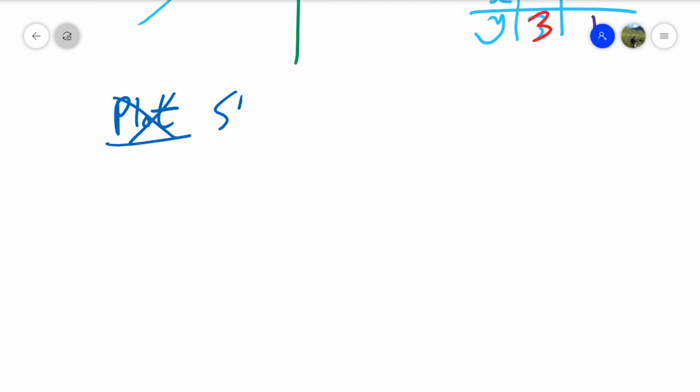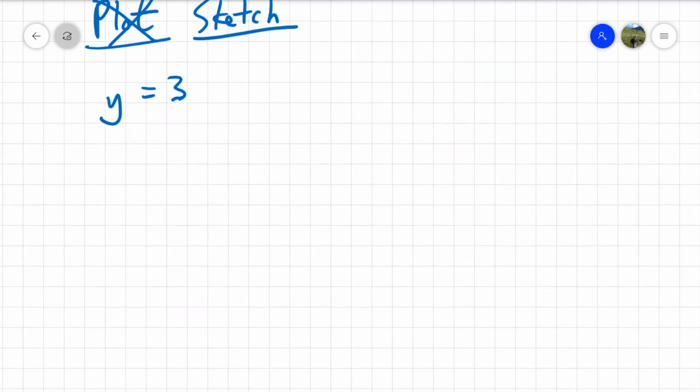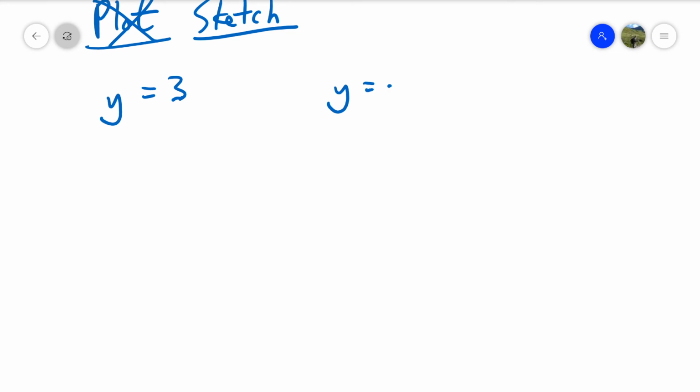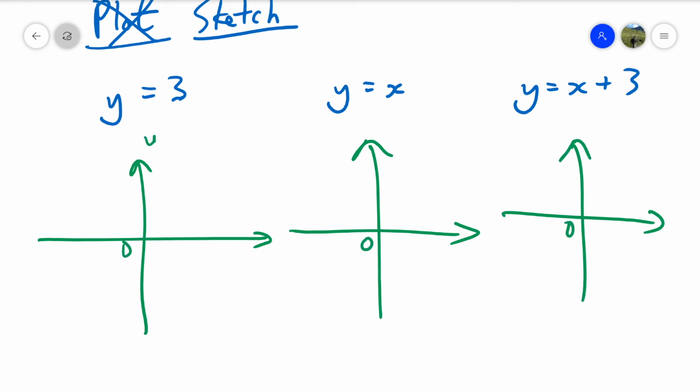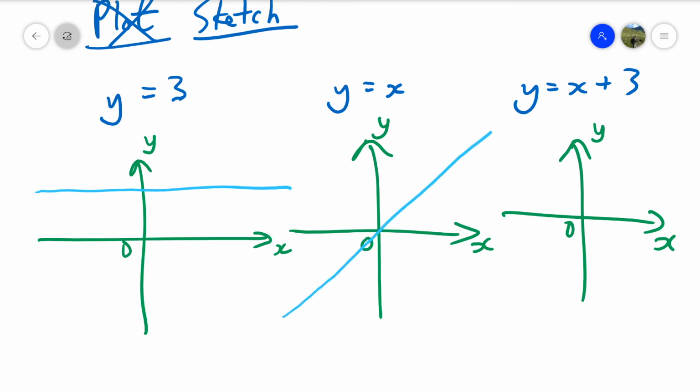Plot, but let's change it to sketch. y equals x. Oh, I've written it, we're stuck with it. y equals 3, y equals x, y equals x plus 3. Have a go at these. I'll change colour for drawing the actual line. And that's y equals 3, that's y equals x, and that's y equals x plus 3.